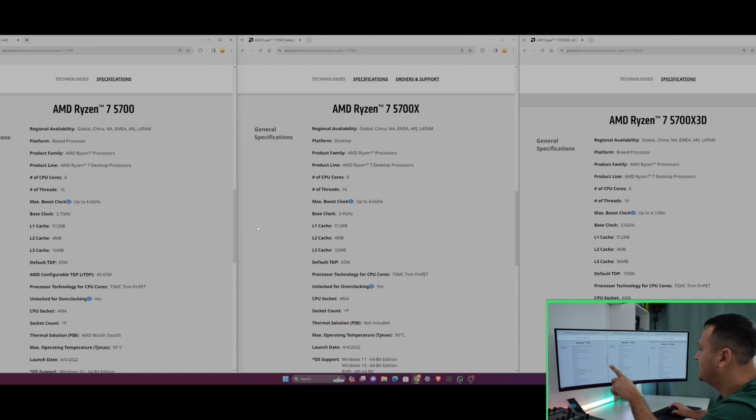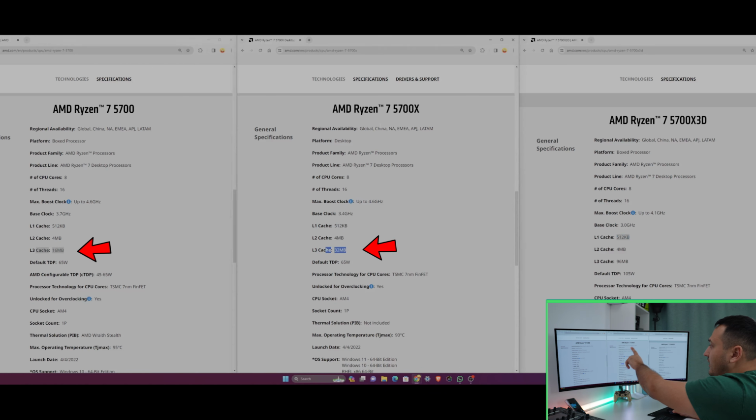The L1 cache is basically the same, the L2 cache is basically the same, running at 4 megabytes here, 4 megabytes, 4 megabytes. But definitely where you do see an increase is basically the L3 cache. You had 16 megabytes on the 5700, you had 32 on the 5700X, I should say, and then you had 96 megabytes of L3 cache added for the X3D part.